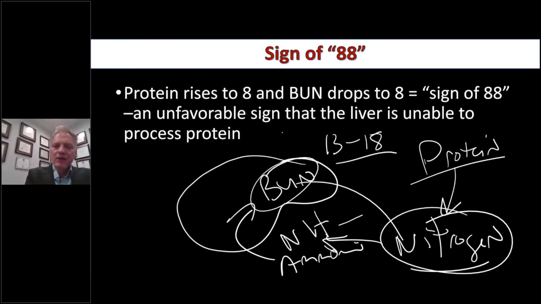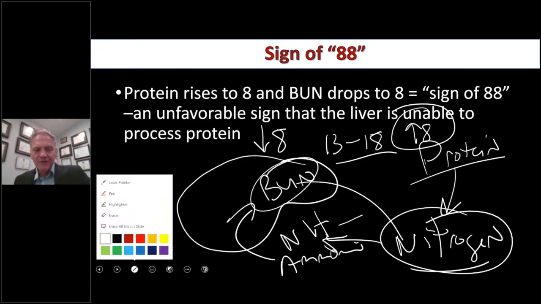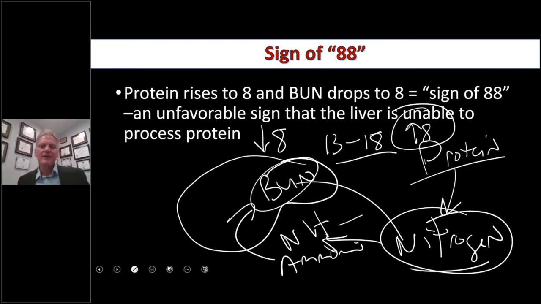So when BUN goes down to 8, I want you to think about this now, okay? When protein goes up to 8, and that's the sign of 88, protein at 8 or above, BUN 8 or lower. So when protein goes up to 8, what does that tell us? That tells us there's a lot of protein flying around. You've got an inflammatory process going on somewhere. But guess what? This protein is not being deaminated. So your liver's not able to keep up with the demand of all this protein flying around.